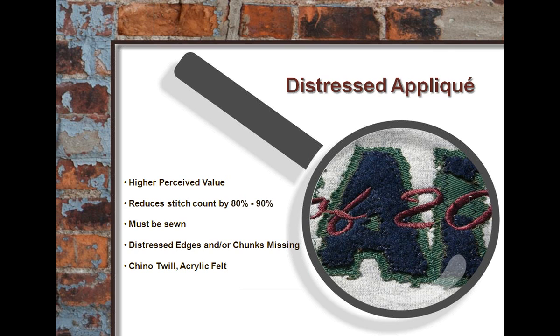Chino twill, like I had mentioned, is the cotton twill, which is very popular, and acrylic felt. So you usually don't see like the wool felt, the heavier felt done with distressed applique. So the acrylic felt, the main difference between felt and acrylic felt is made of wool, it's thicker. When you wash it, it tends to get little fuzzies on it, where acrylic felt is less expensive, it's a little bit thinner, it's easier to work with for cutting techniques to create designs like this distressed applique.